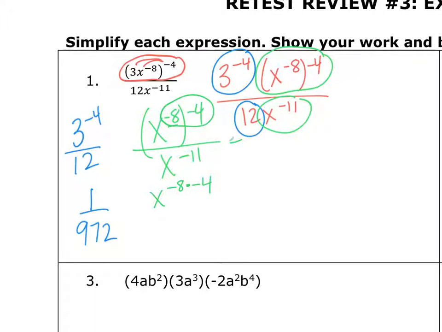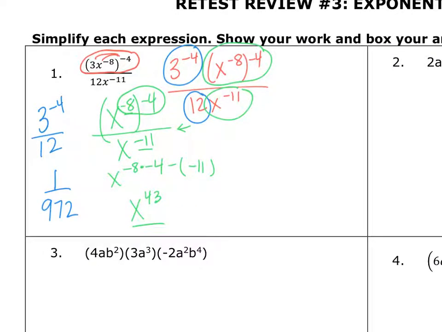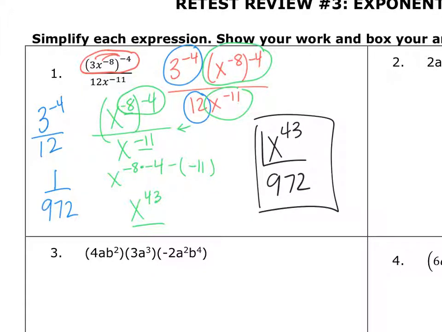Then for the exponents on the top, if they are shown right next to each other, I multiply, and then division tells me I subtract the bottom. The bottom is -11. So in my calculator, I'm going to type -8 times -4 minus parentheses -11. It tells me the total is 43. Now 43 is positive, so that's going to go on the top. So for my final answer, I'm going to have x to the 43 on the top and 972 on the bottom. You could also put the 1 in front if you wanted to. That would not be incorrect.